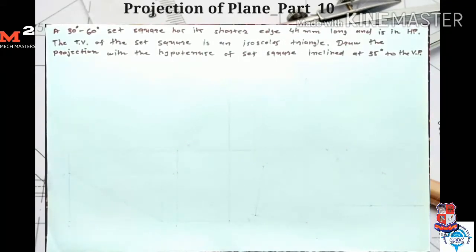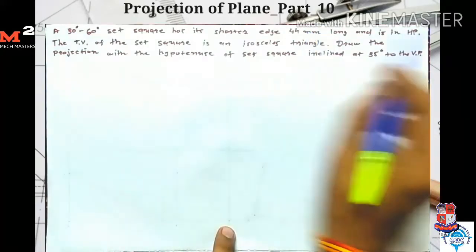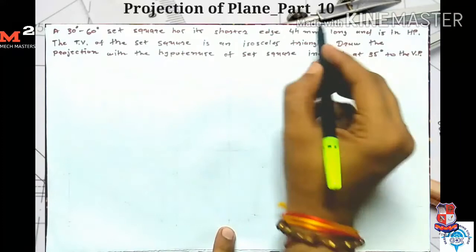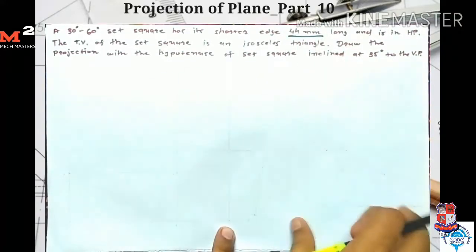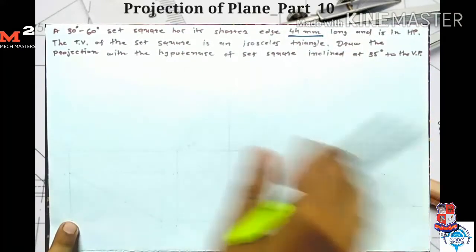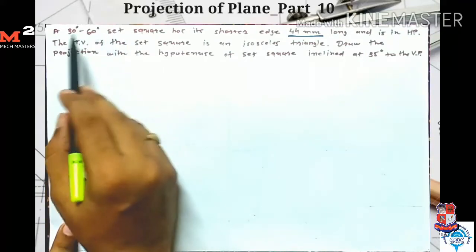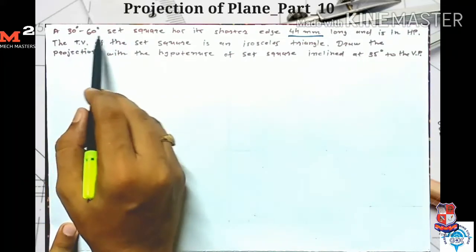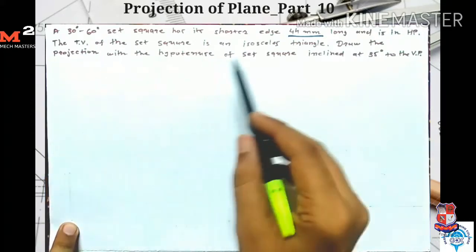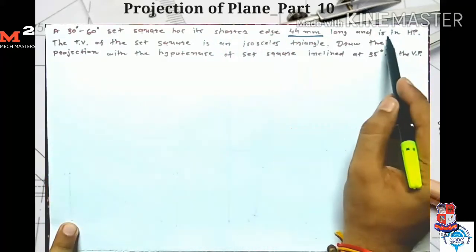Good morning friends. Today we are going to solve the problem of triangle plane. Okay, let's see the question. In the question it is given that a 30 degree and 60 degree set square has its shorter edge 44 mm long. Here one set square is given. So a 30 degree and 60 degree set square means all 3 angles are given. One angle is 30 degree, second is 60 degree, and third one is 90 degree. Its shorter edge is in HP.